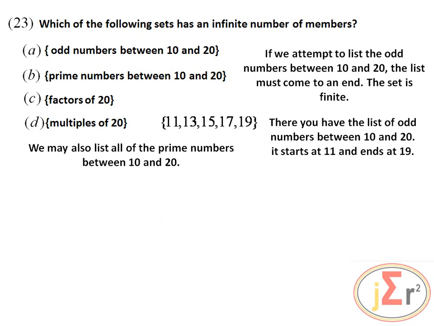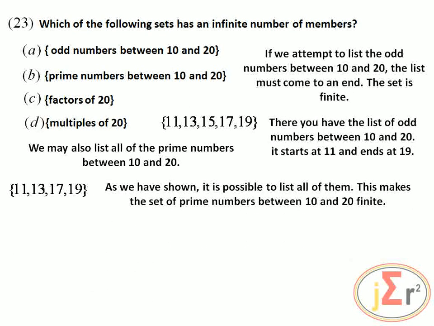We may also list all of the prime numbers between 10 and 20, which is of course option B, prime numbers between 10 and 20. Those prime numbers are 11, 13, 17, and 19. As we have shown, it is possible to list all of them. This makes the set of prime numbers between 10 and 20 finite. We can list all of them. It will come to an end.